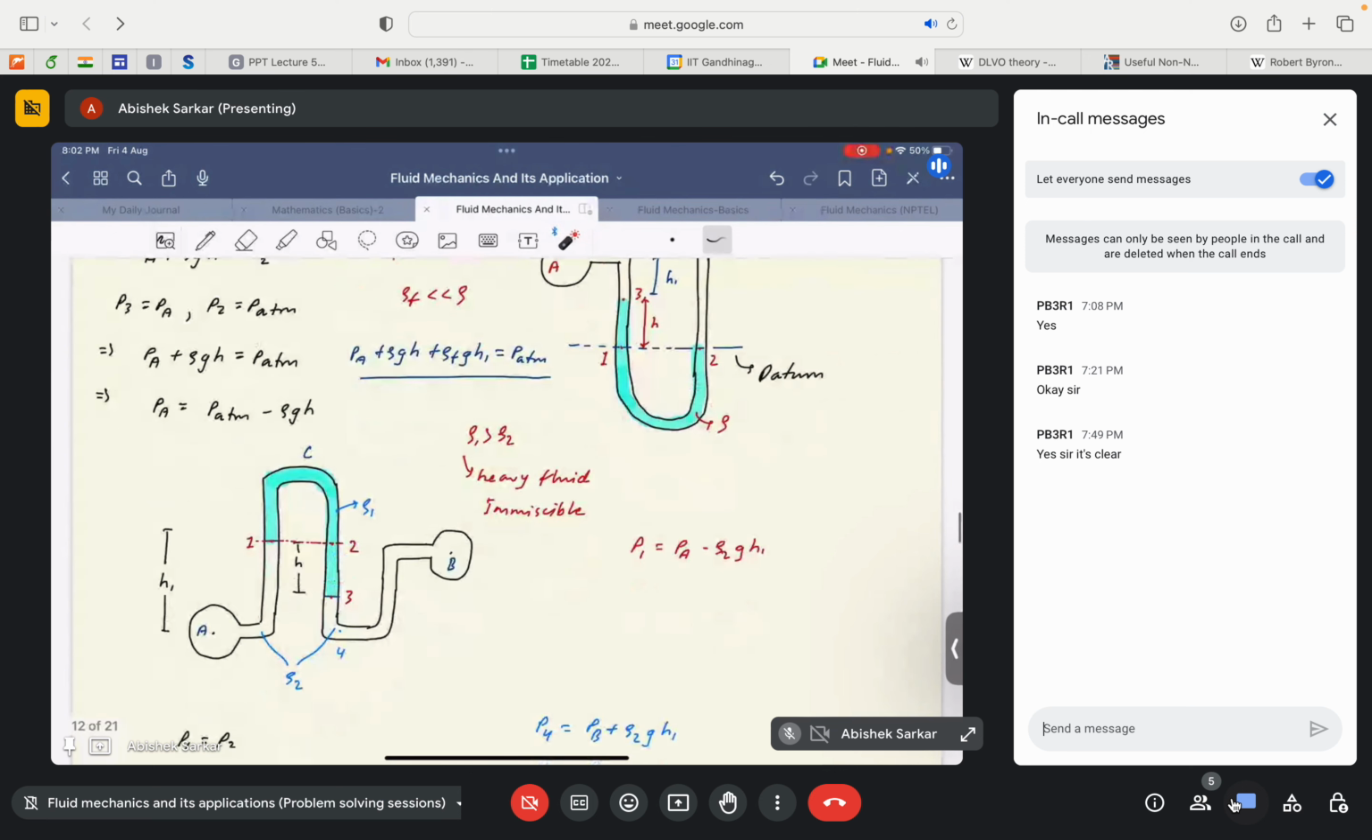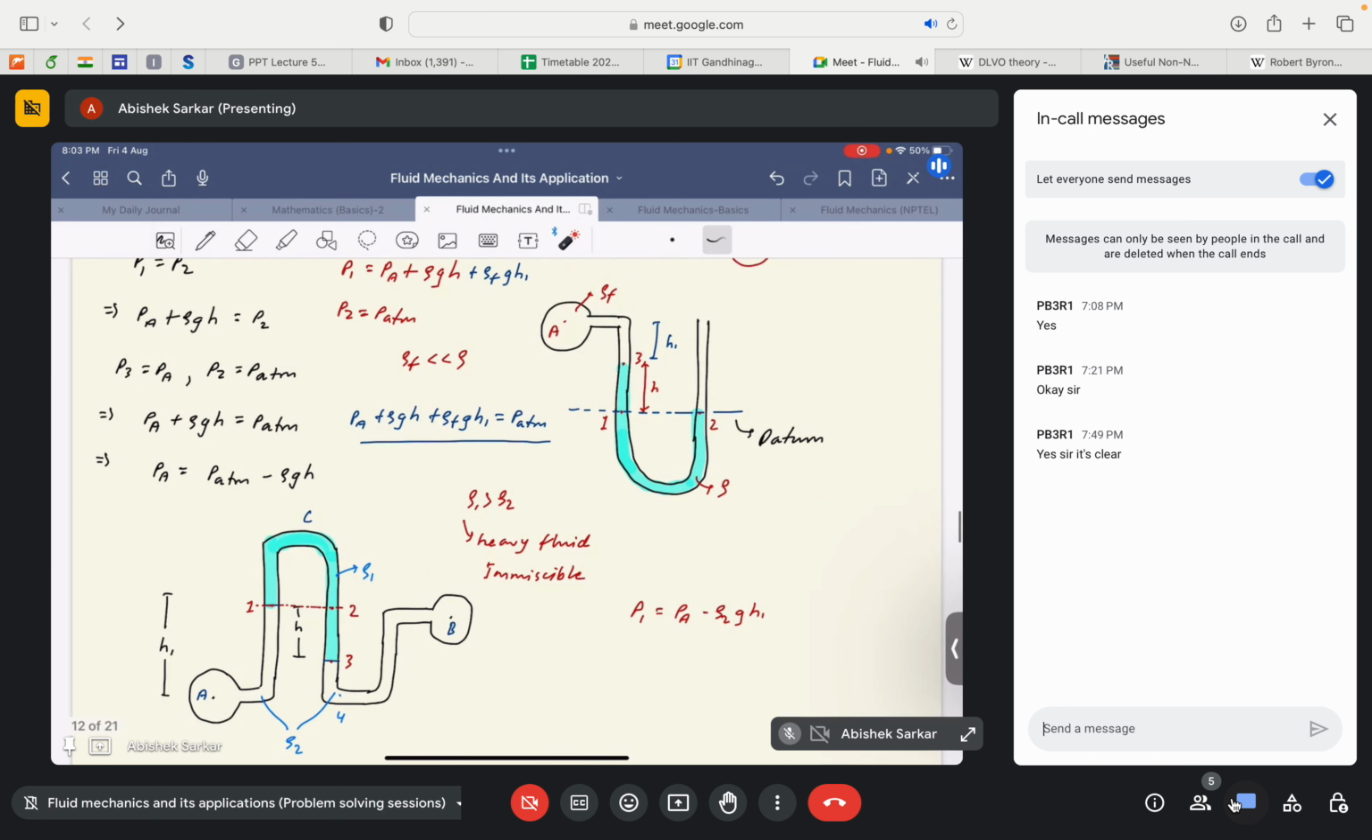Now, since we are going from PA to 1 in the upward direction here, we have a minus rho 2 G H1 rather than plus rho 2 G H1. It's simple. If you are going upwards from your starting point to get the pressure at the next point, then you have to subtract the pressure due to the liquid column. And if you are going downwards, like in the earlier case from A to 1, you add the pressure due to the liquid column.